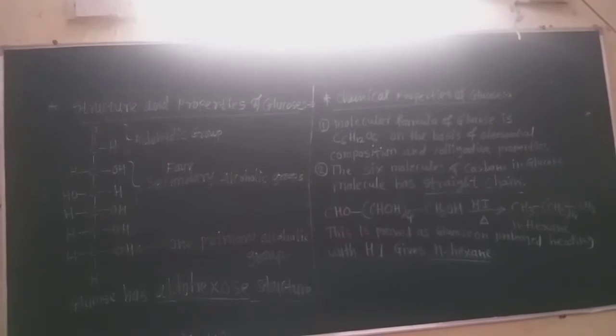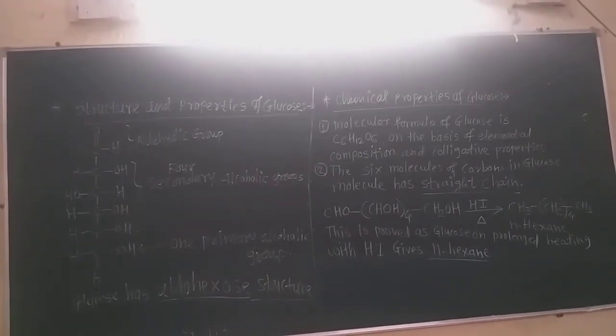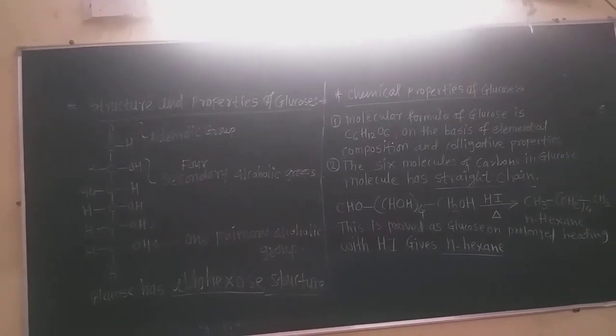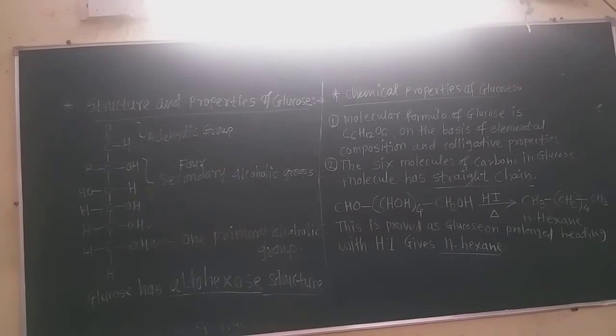Now see the structure of glucose. Glucose has the molecular formula C6H12O6, and therefore it has the structure as shown on the blackboard.